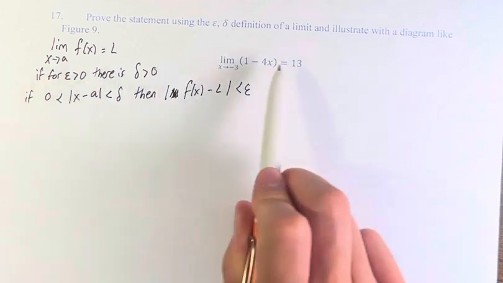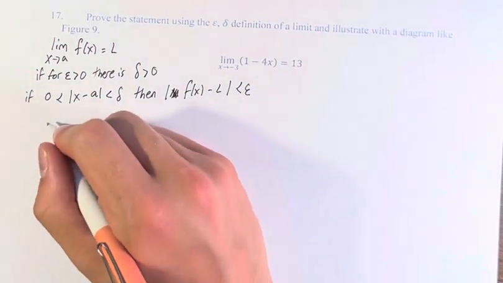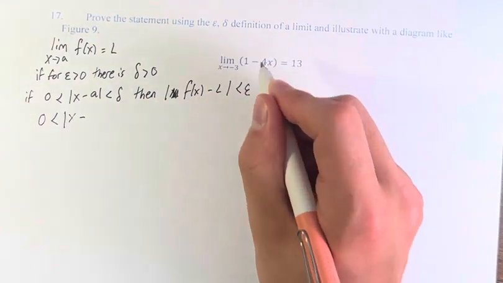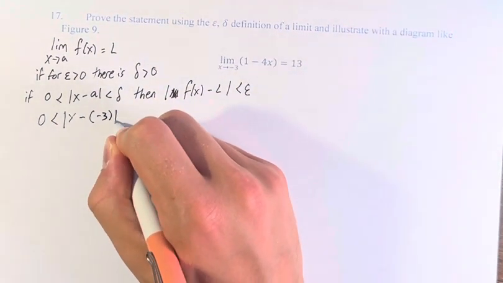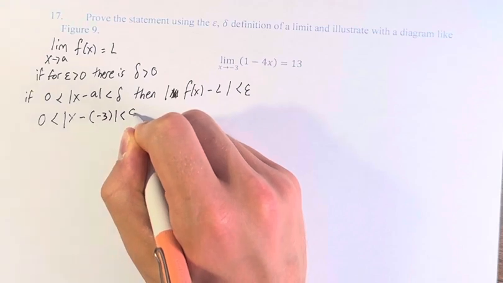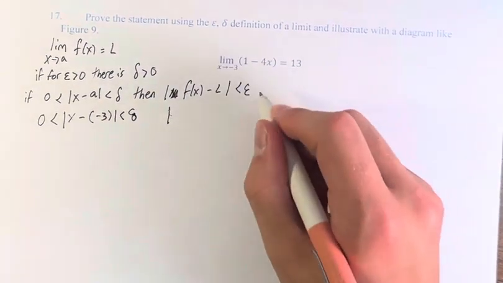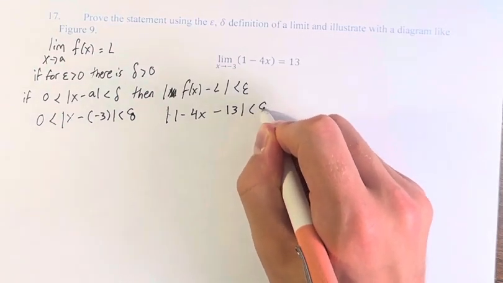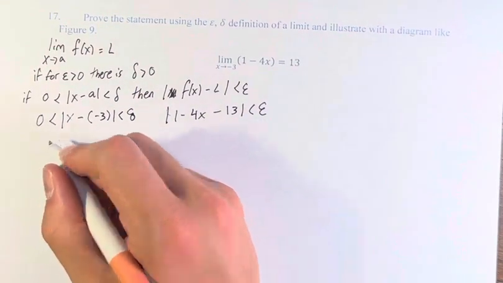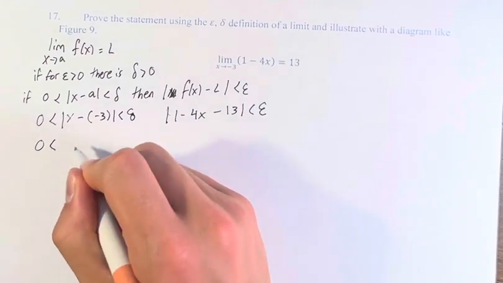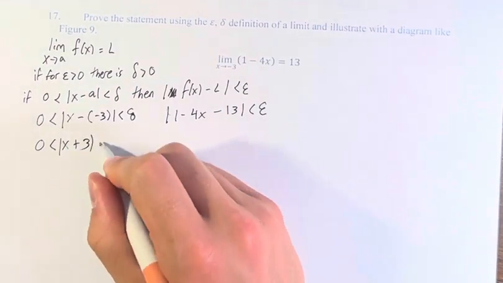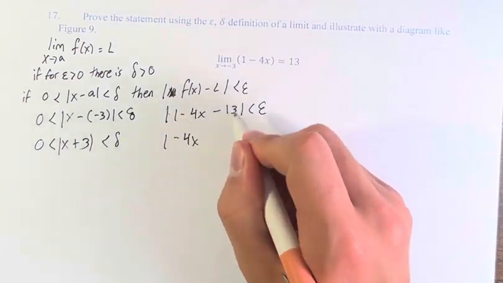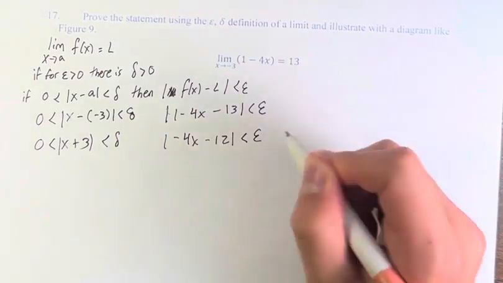So plugging in our actual values for this problem, that means that 0 is less than the absolute value of x minus a, here -3, is less than delta, and f of x, 1 minus 4x, minus L, 13, is less than epsilon. So here we have 0 is less than the absolute value of x plus 3 is less than delta, and the absolute value of -4x plus 1 minus 13, which is -4x minus 12, is less than epsilon.